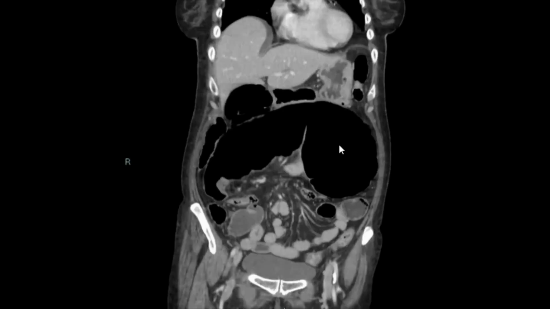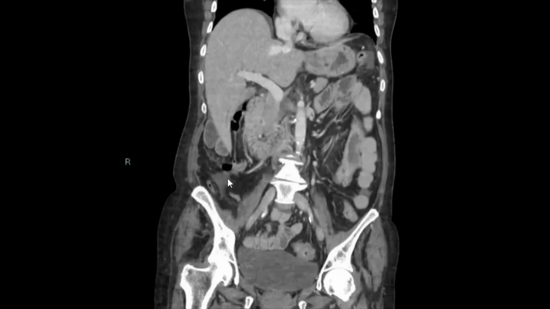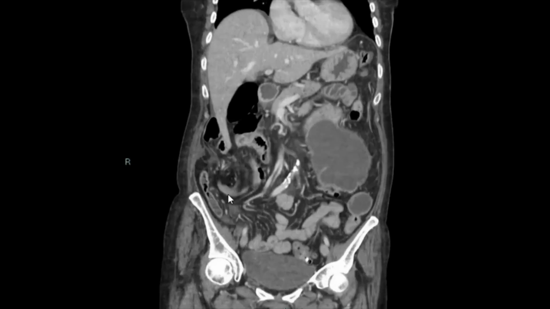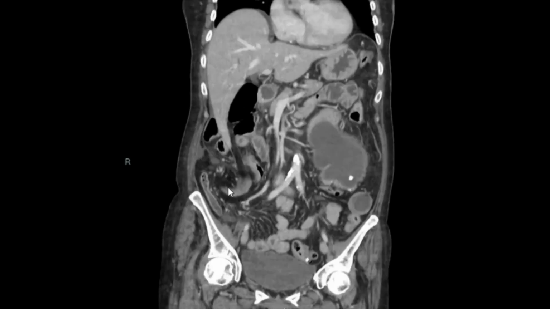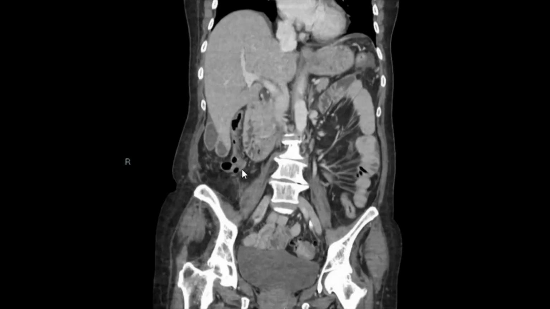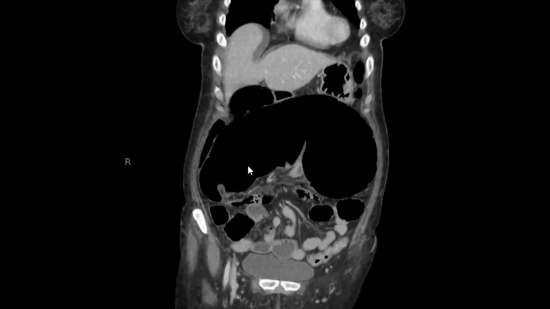And if we take a look at the coronal view, again we can see this swirling of bowel and mesentery, which is diagnostic of volvulus, and in this case, cecal volvulus.